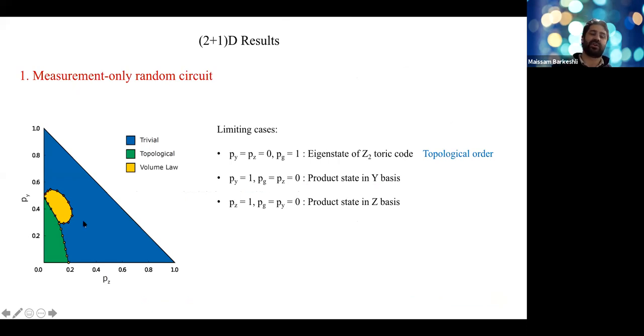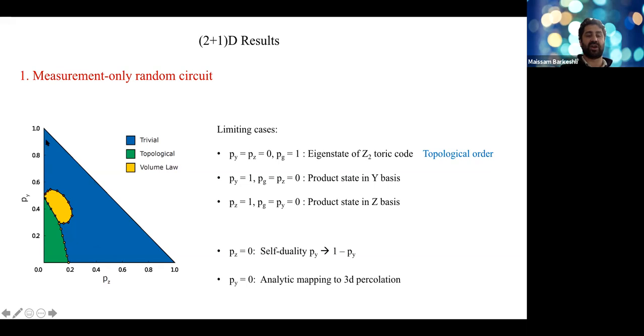So here's what our phase diagram looks like in the measurement only circuit. So here we have a competition between single qubit Z, single qubit Y, and then the toric code stabilizers. So the green is the toric code phase. Yellow is a volume law phase. This is interesting because this is a volume law phase that shows up in a measurement only circuit. Just that you have these competing measurements and they compete enough and generate enough entanglement just through their competition that you can get volume law entanglement without any random unitary dynamics whatsoever. And then everything else is the trivial phase.